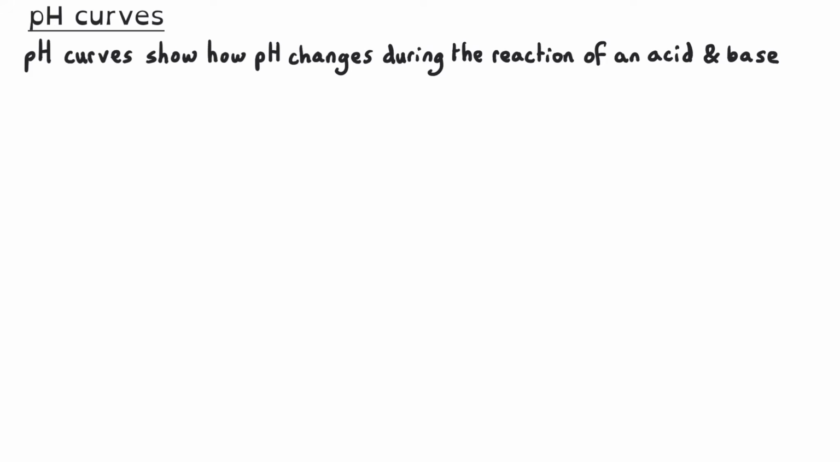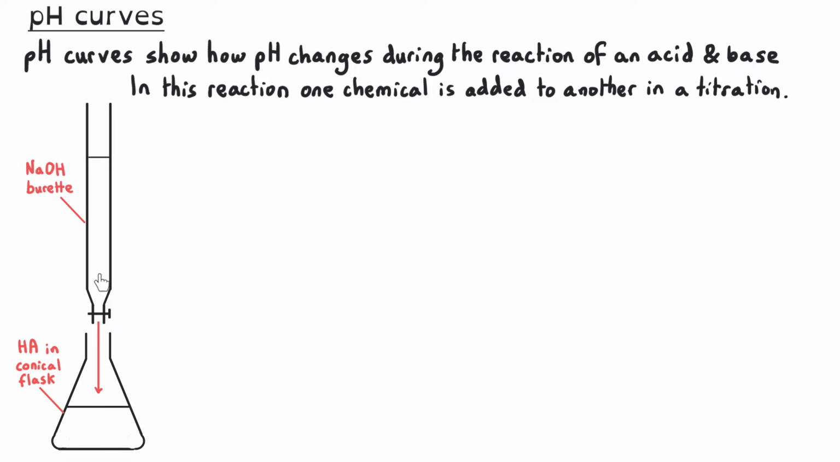pH curves show how pH changes during the reaction of an acid and a base. In this reaction, one chemical is added to another in a titration style experiment. And so you would have one chemical in the conical flask, I'm showing it as a weak acid here, and the other chemical would be in a burette. And for me, I've got a strong base in my burette.